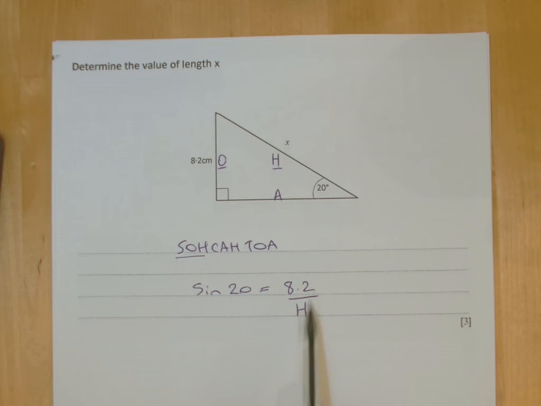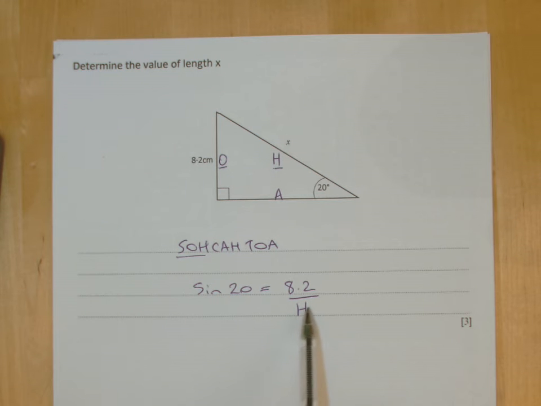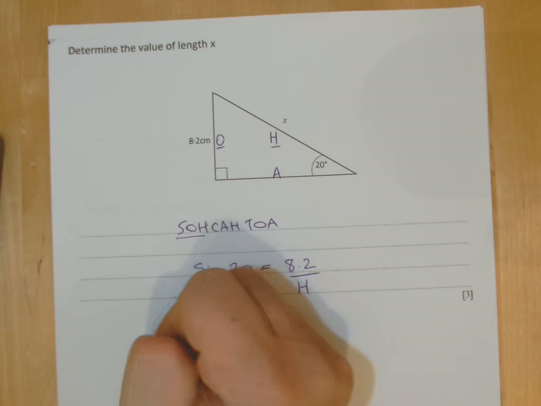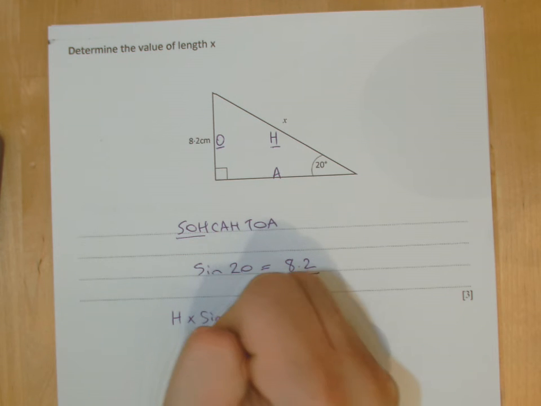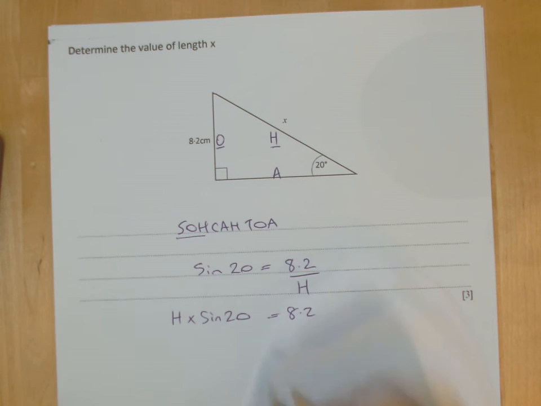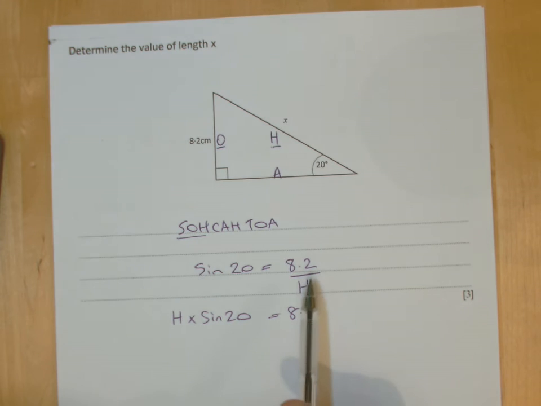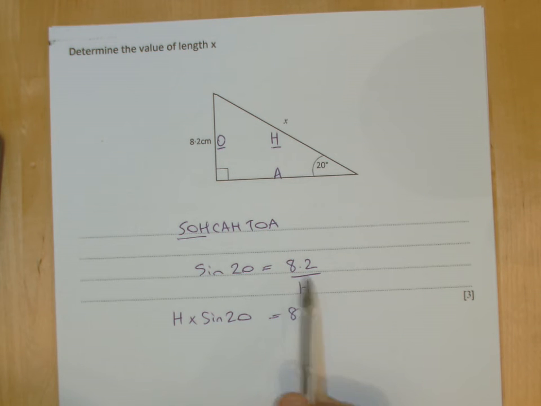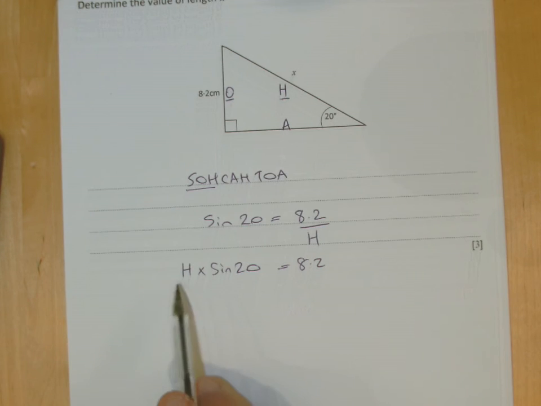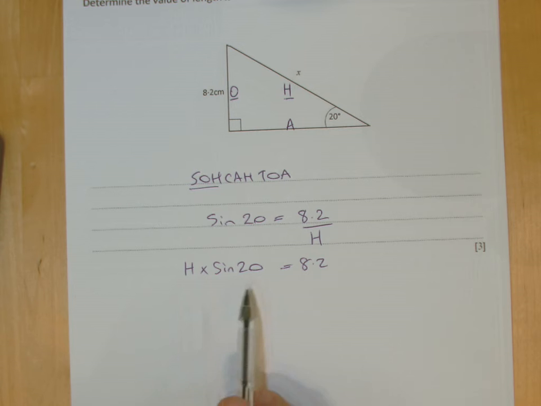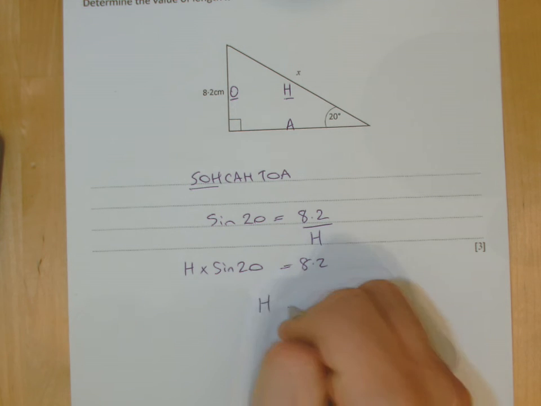But just like before, when we're dividing here, whatever you're dividing by, take it over to the side and times. So H times sine 20 equals 8.2. That's the principle you always use. Whatever we're dividing by here, if it's a number or a letter, it doesn't matter, take it over and times, and we've got that here. Now I want H, and I've got times sine 20. So you've got to think, how do I get H on its own? How do I get H equals?